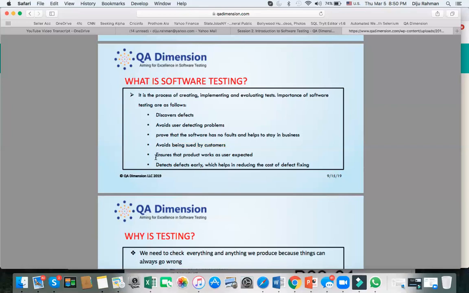To ensure that the product works as expected, to make sure it is working as per business requirements. Detect defects early, which helps in reducing the cost of defect fixing. If you find some issue at a very early stage, it will save a lot of your time to fix the issue. Let me give you an example.